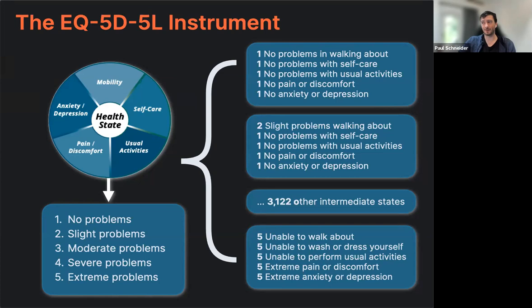And then you have 3,123 health states somewhere in between, right? And for convenience, we often refer to these health states with a 5-digit number, right? So we encode health states with the dimension levels. So full health would be encoded as 11111, and the pit state would be encoded as 55555, and so on.